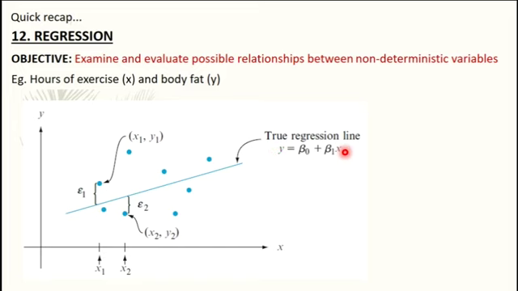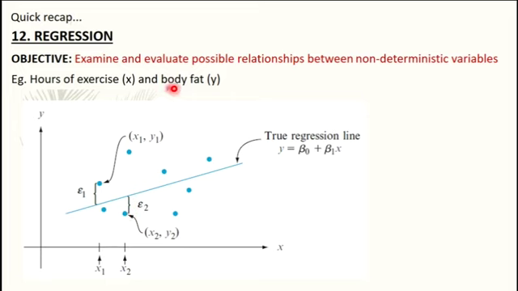But we know that in reality, all of these points don't necessarily lie on the line. And the reason for that is that there's going to be other factors that may have a role in affecting the relationship between y and x.